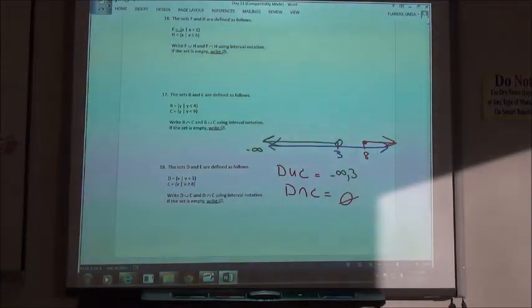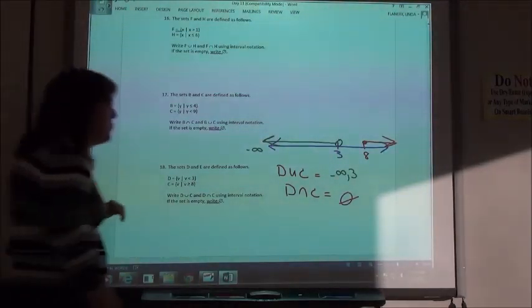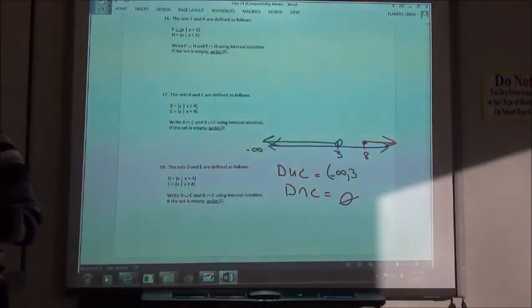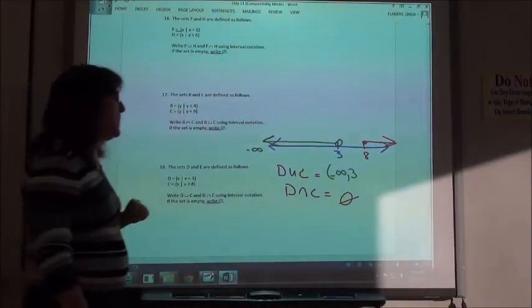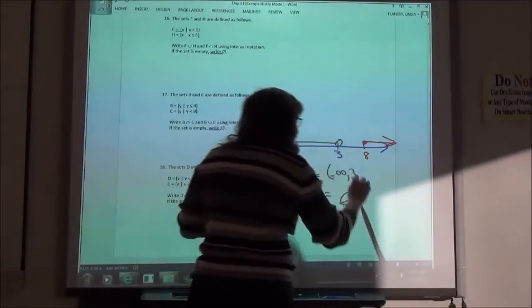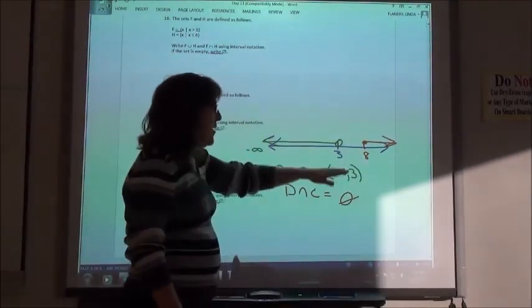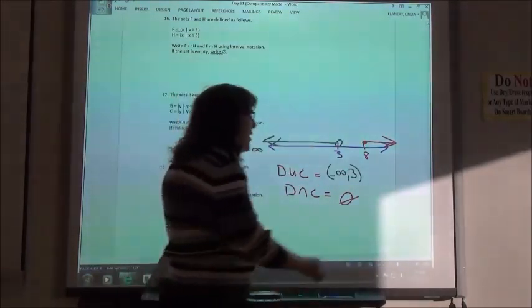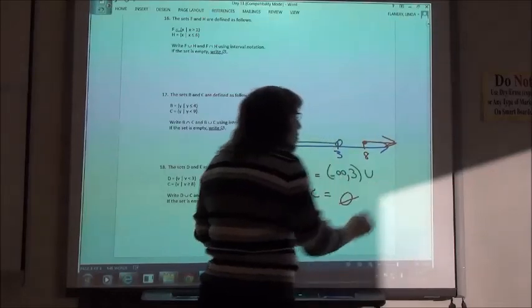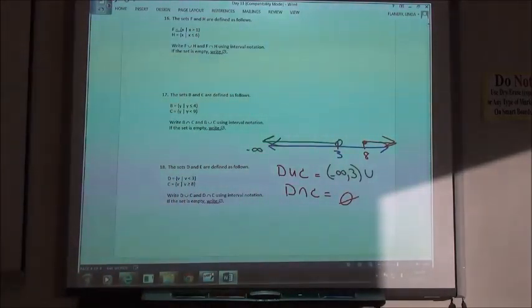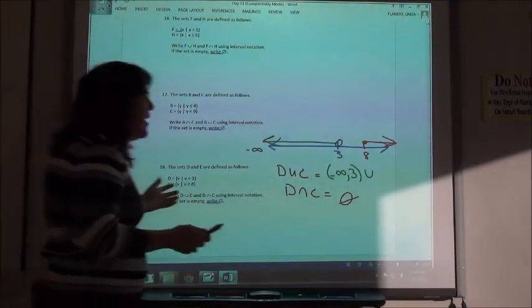Negative infinity should have what end mark? Parenthesis. The 3 has what end mark? Parenthesis. It's an open circle, has a parenthesis. That's one of the sections on my graph that got shaded. I'm going to join them with the union symbol, which is going to be one of your choices over on the right. Then I'm going to do my other set.